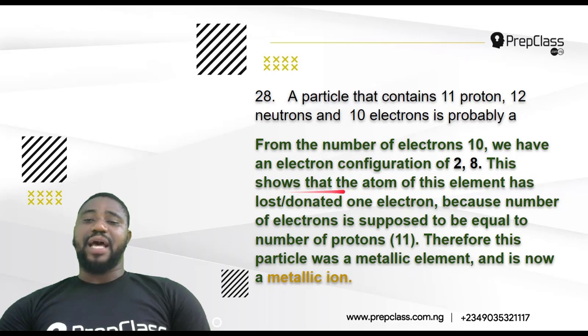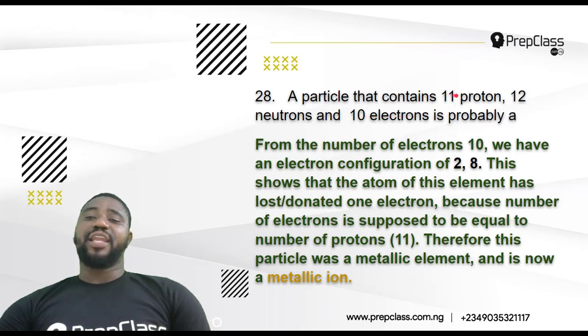This shows that the atom of this element has lost or donated 1 electron. Why? Because the number of electrons is supposed to be equal to the number of protons, which is 11. Now, if you see here, we have 10 electrons and 11 protons. Normally, in the atom of an element, the number of protons should be equal to the number of electrons.